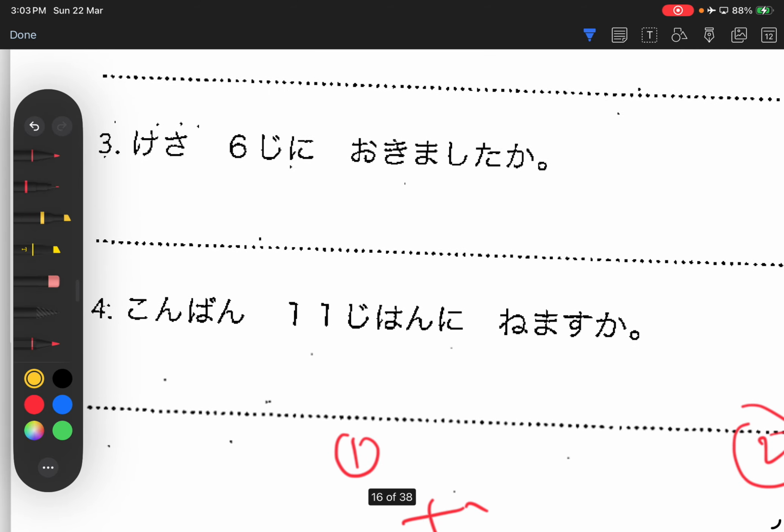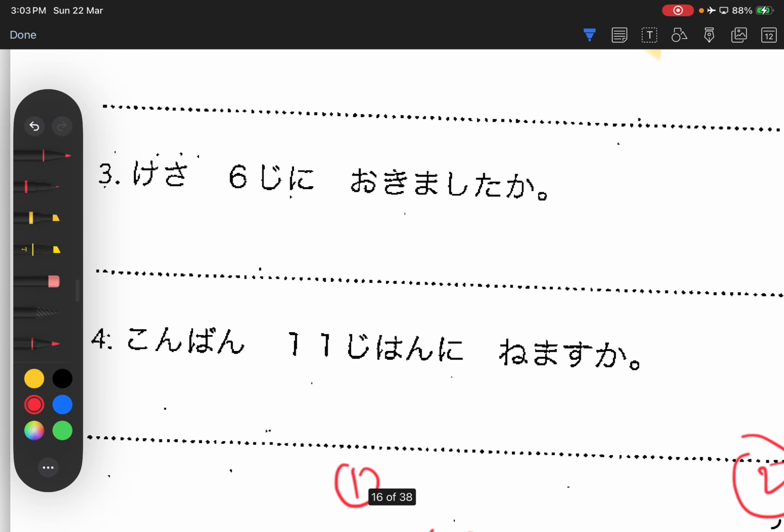Number 3. 今朝6時に起きましたか? いえ、起きませんでした。Okay, いいえ、起きませんでした。That's one answer: no, I did not wake up. A second answer could be clarifying what time you wake up. Anybody want to try? Lisa, you want to try? Clarifying what time you wake up instead? いいえ... はい、6時に起きました。Okay.